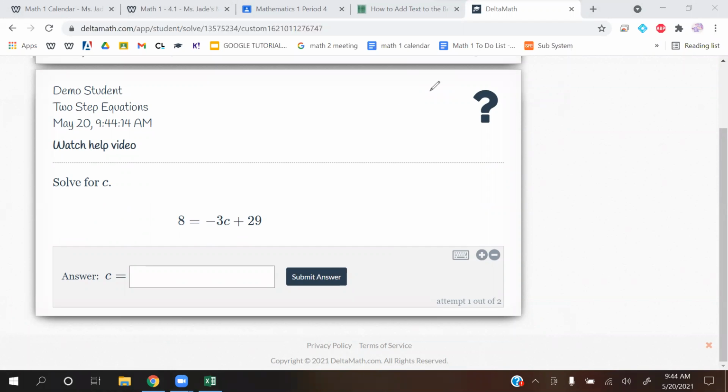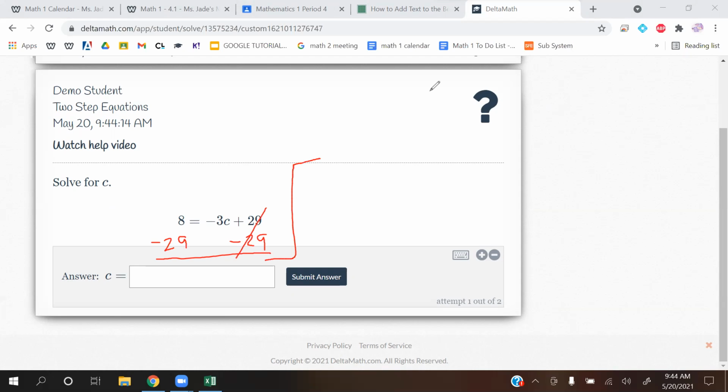So it's a two-step equation, so that means you should be able to solve for C in 2 steps. So we have 8 is equal to negative 3C plus 29. If I want C by itself, I first get rid of the 29. So I'm going to subtract 29 because the opposite of adding is subtracting. So I subtract 29 from both sides.